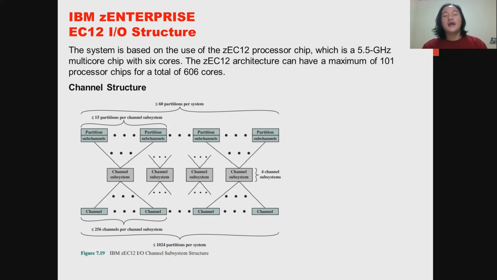5.5 GHz multi-core chip with 6 cores, and the zEC12 architecture can have a maximum of 101 processor chips for a total of 606 cores. These are the channel structures, which we can see have up to 60 partitions per system and up to 1024 partitions per system.